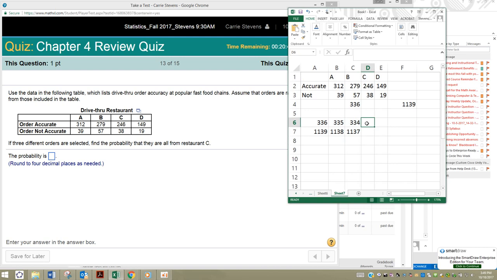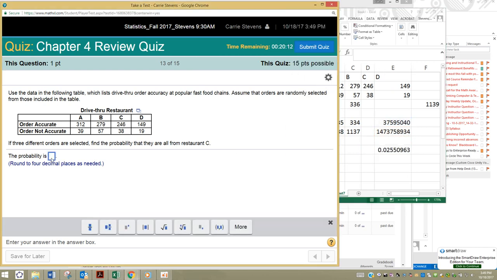So the answer is going to be the product of multiplying this times this times this, divided by the product of this times this times this, and then whatever that is, our final answer. This divided by that, and so we have, to 4 decimal places, which is 3 significant digits incidentally, 0.0255. That's 4, right? Yes. Okay.